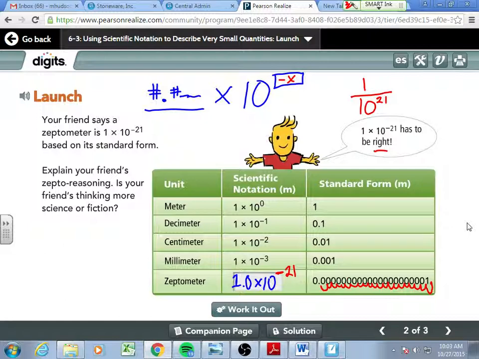What if the number was negative, like negative 0.0000? The number just stays negative. So the base being negative does not affect the power being negative. They don't really relate to each other. If that was negative, then my end result, in standard notation, would be a negative number.